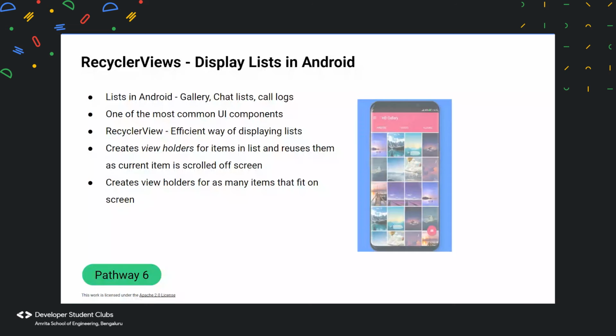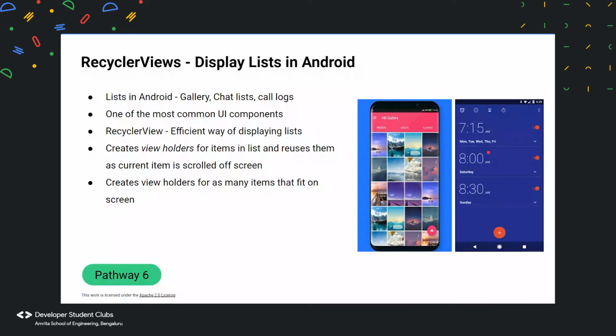You can think about a gallery. It's essentially a collection of photos that are displayed in the app, or even chat lists, call logs. Even the alarm app has lists, in that it shows you the collection of alarms you've set with certain properties and a certain UI for each of them. Notice that each alarm here has a fixed UI. And we'll look at that later, it's important.